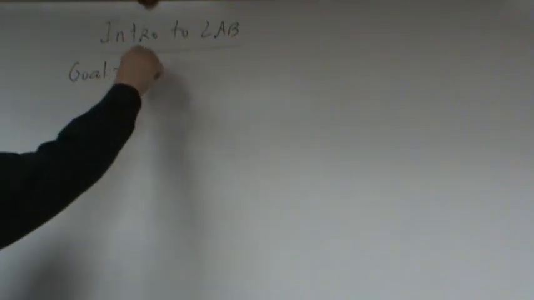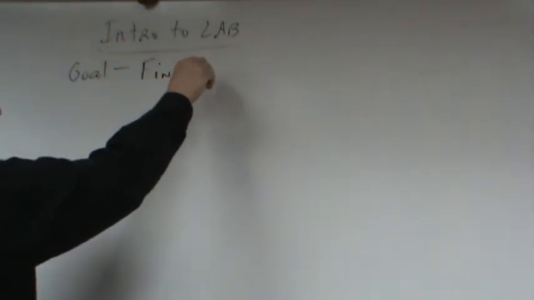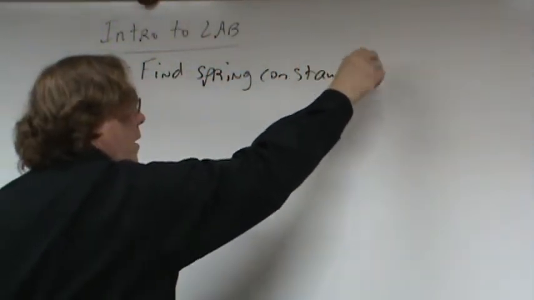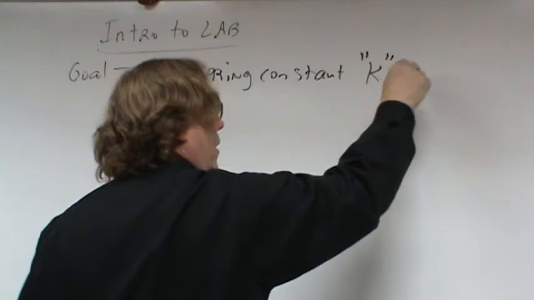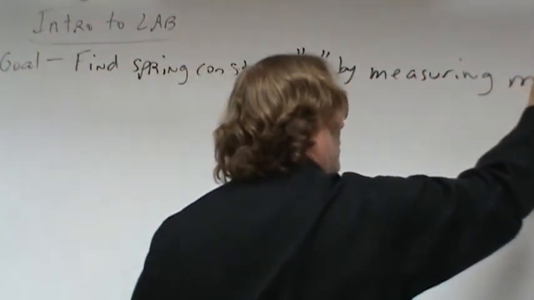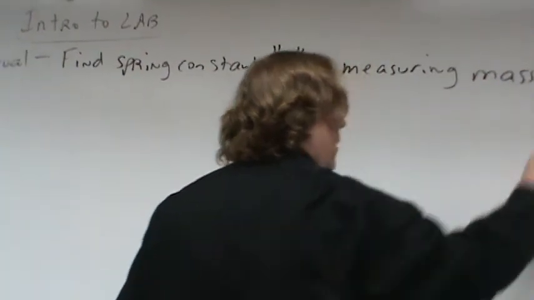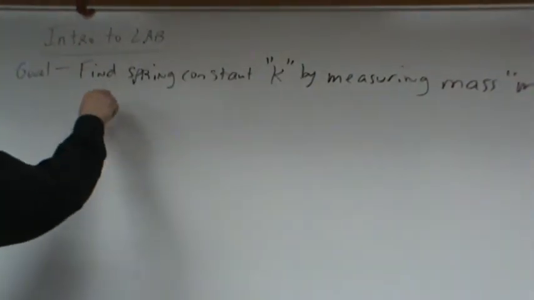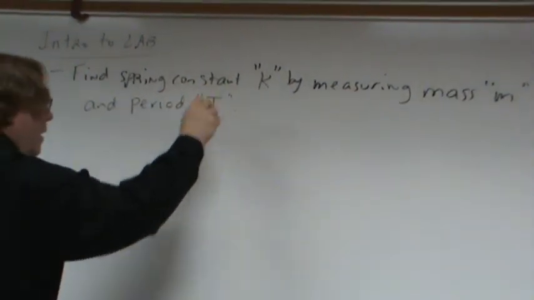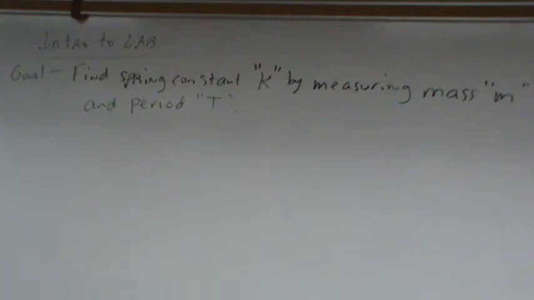The goal of this lab is to find a spring constant by measuring mass and a period. Find the spring constant, K, by measuring mass and period. That's your goal.